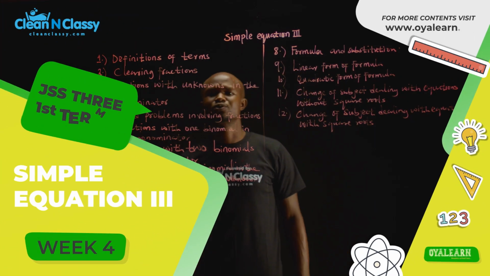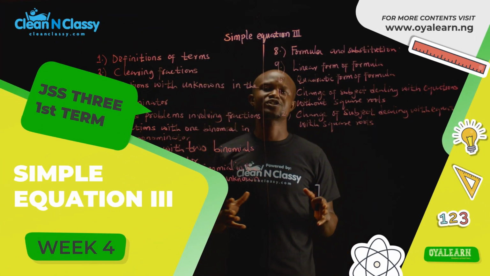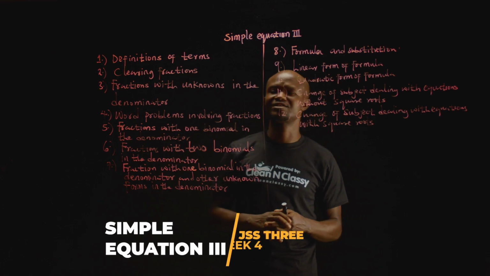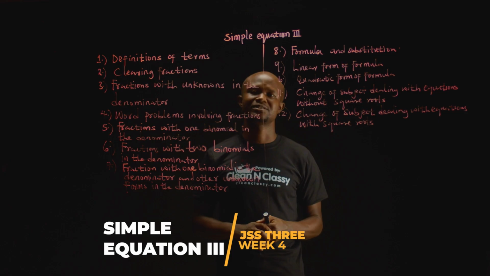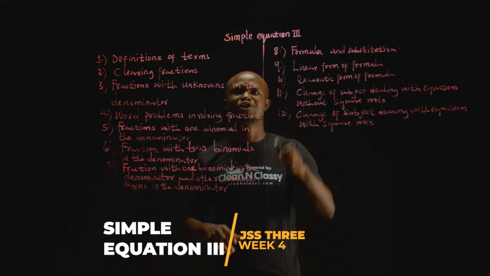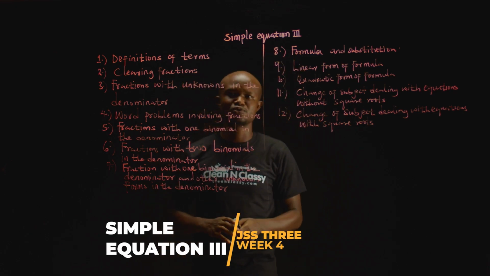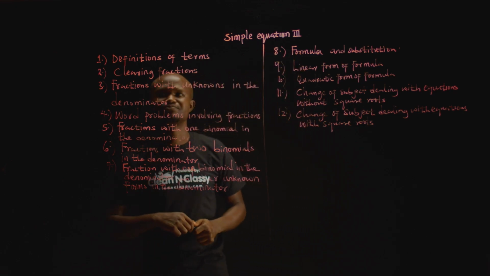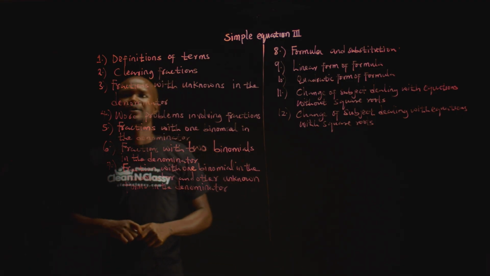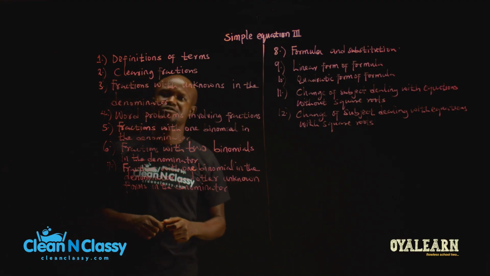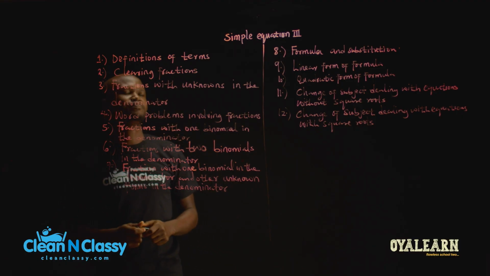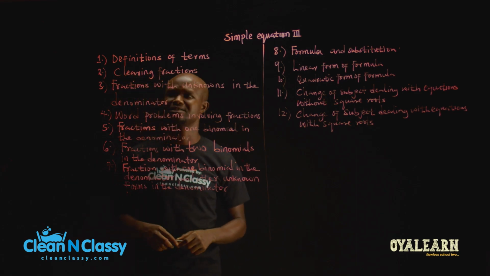You are welcome to the fourth topic in the JSS3 scheme of work. And the topic is equation. That is, simple equation 3. By the end of this topic, you should be able to understand the following.